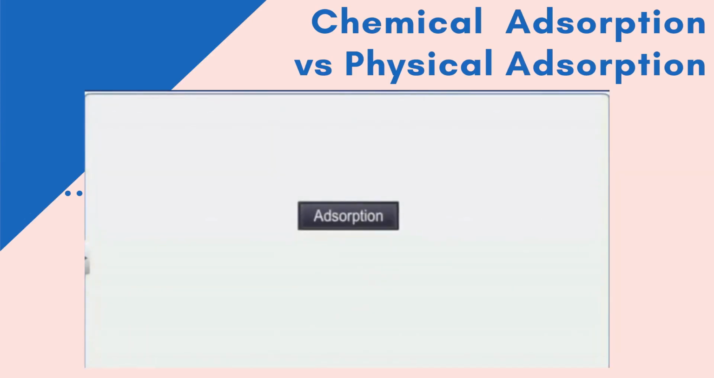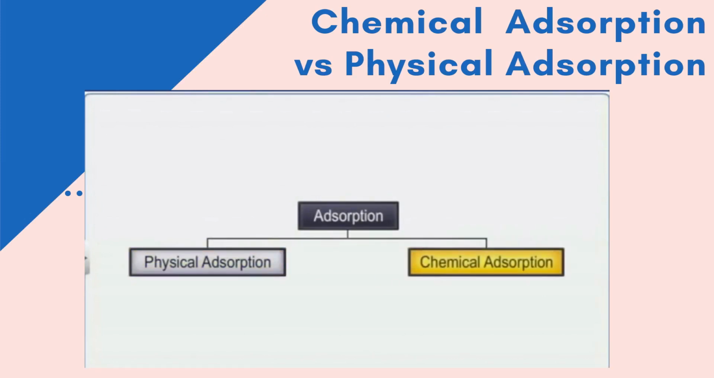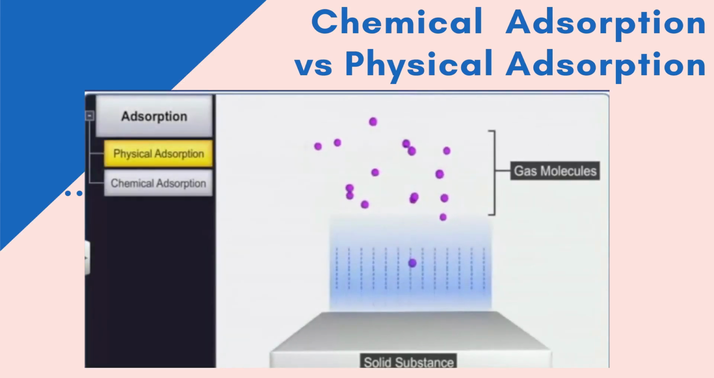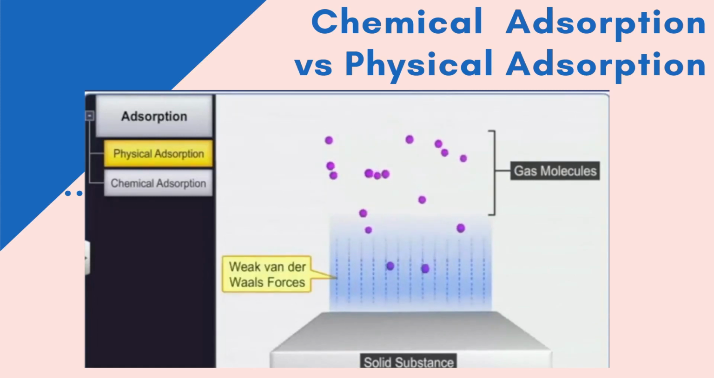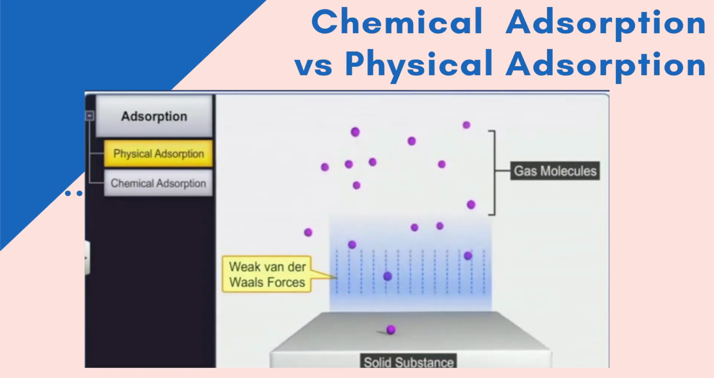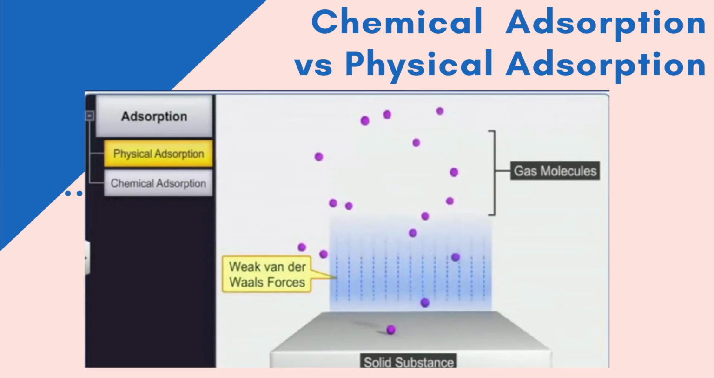Adsorption of gases on solids can be of two types: physical adsorption and chemical adsorption. Let us discuss physical adsorption first. When gas molecules or atoms are held to the surface of a solid by weak van der Waals forces, then it is called physical adsorption. Physical adsorption is also known as physisorption or van der Waals adsorption.